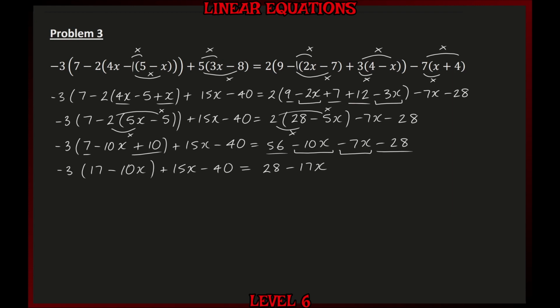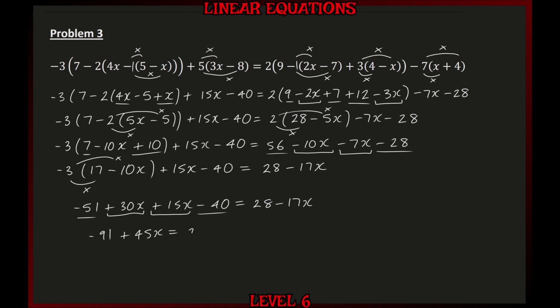Going back to the left, we can now expand our final bracket. So minus 3 times 17 is minus 51, and minus 3 times minus 10x gives us plus 30x. And we still have a plus 15x minus 40 and equal to 28 minus 17x. On the left, we can simplify again. So minus 51 minus 40 gives us minus 91, and a plus 30x and a plus 15x gives us a plus 45x. And on the right, we still have 28 minus 17x.